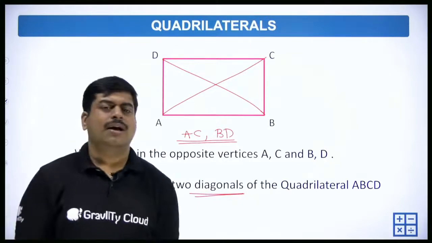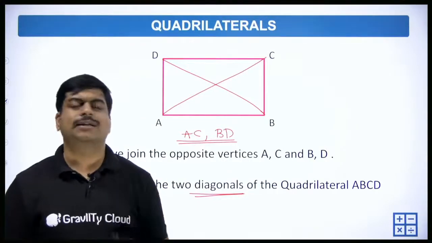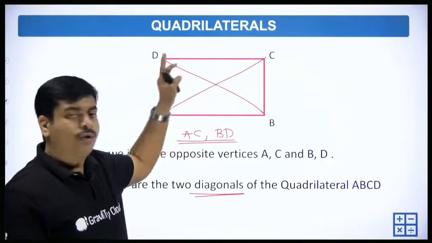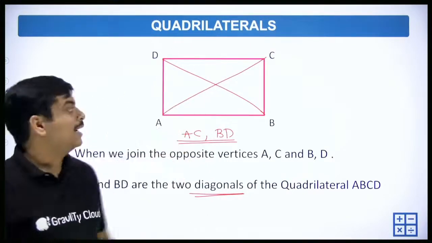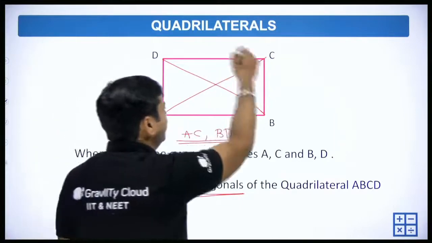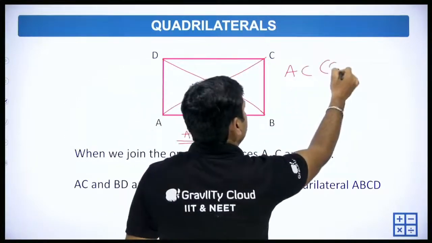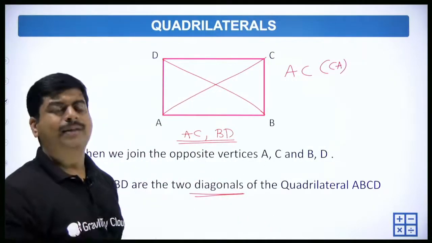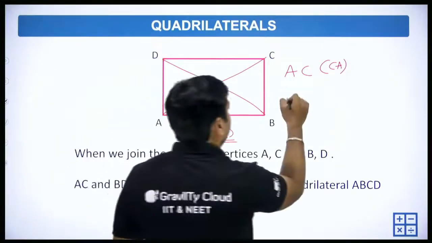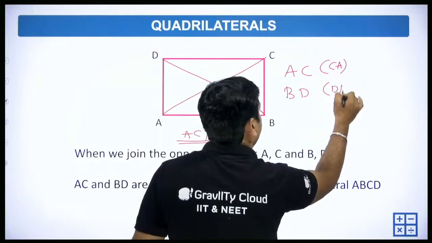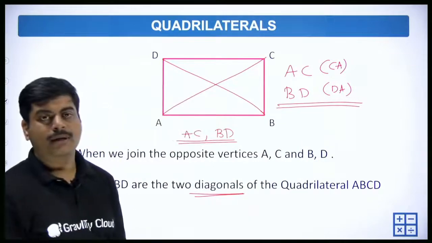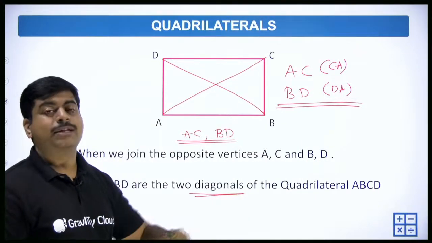Now the question is, for a quadrilateral, how many diagonals are possible? For a quadrilateral, 1, 2, 3, 4? No, only 2. Which 2? AC and BD. AC or CA, both the same. Again, no need to write it as 2 different diagonals. They are line segments. So again, BD or DB, again that is a line segment. So total we have 2 line segments, 2 diagonals.